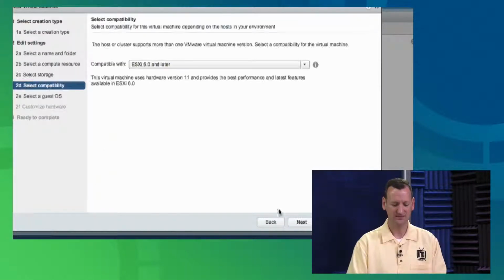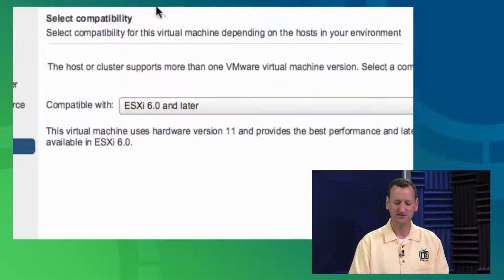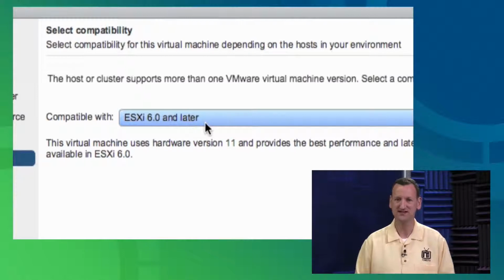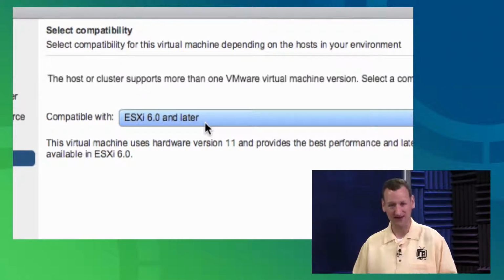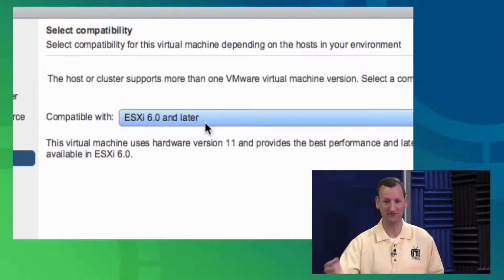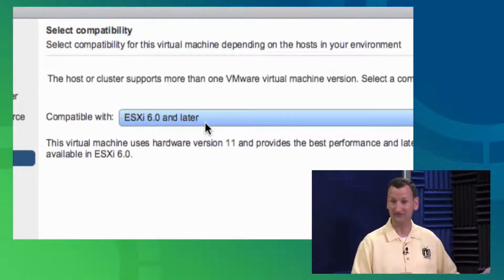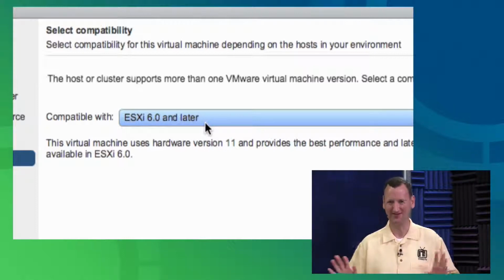And then we'll hit next. And now it's going to ask about compatibility. Now this is an interesting one. By default, it wants it to be compatible with ESXi 6.0 or later. All right. I might have a mixed environment where I still have ESXi 5.5 or even ESXi 5 or 5.1, maybe even 4 or 4.1. Hopefully not, but maybe, right?